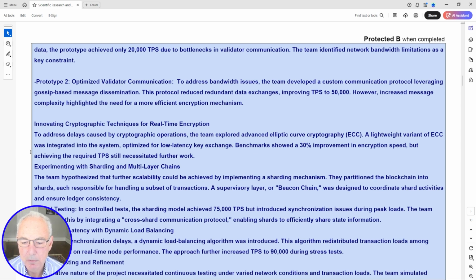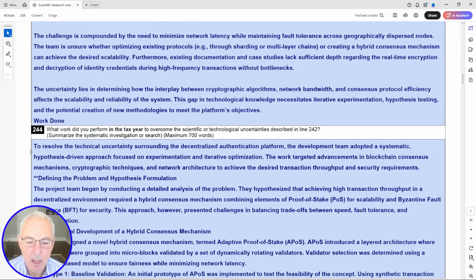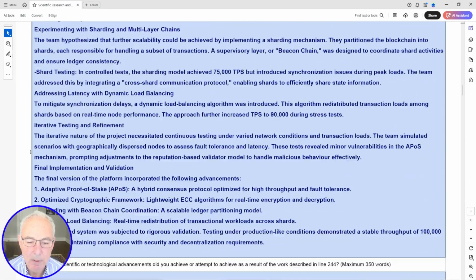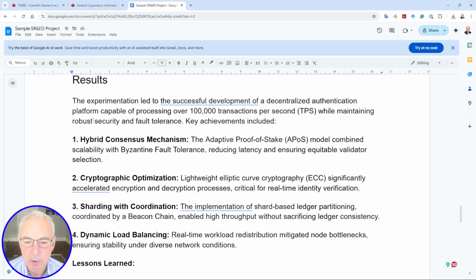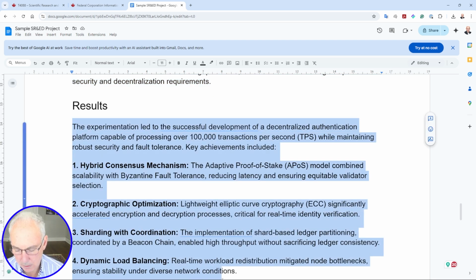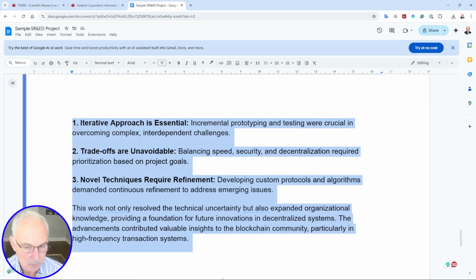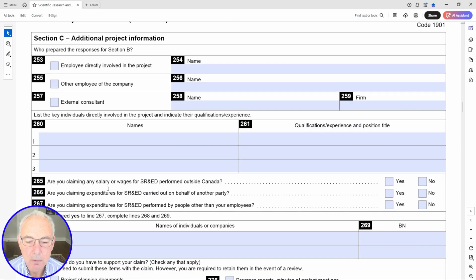And once you've done that, you have now populated the CRA forms with the information that you need in order to convince them that your claim does qualify for SRED. And I'll just copy this last little part here. There we go. So now we have everything completed for section B of the T661.